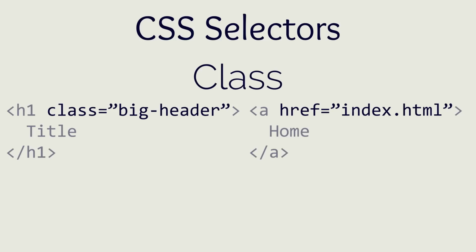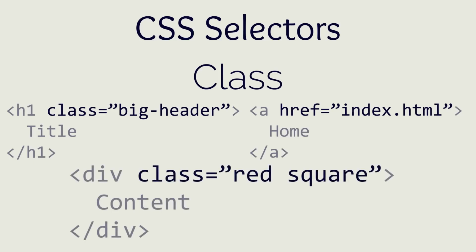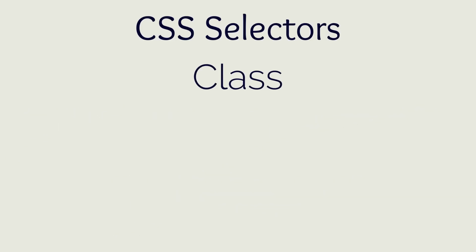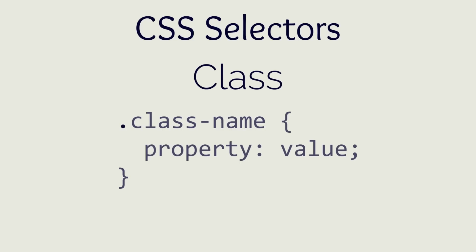The class attribute can also have multiple different classes in the same attribute as long as they're separated by a space. In order to select an element by class, we need to use a period before the class name as the CSS selector. This period tells CSS that whatever follows is a class name and not an HTML element name.